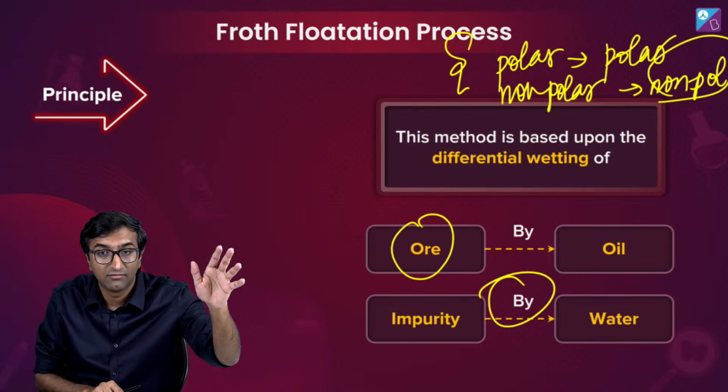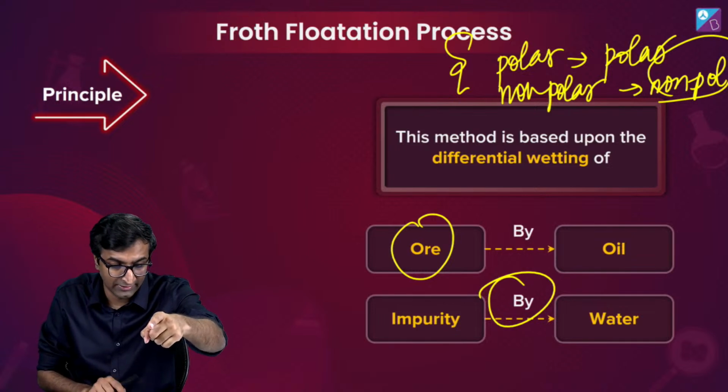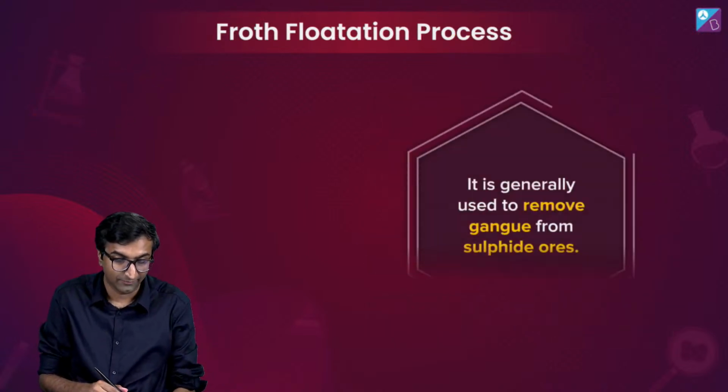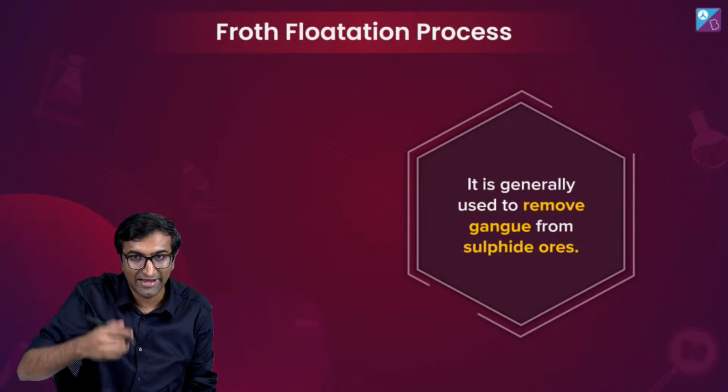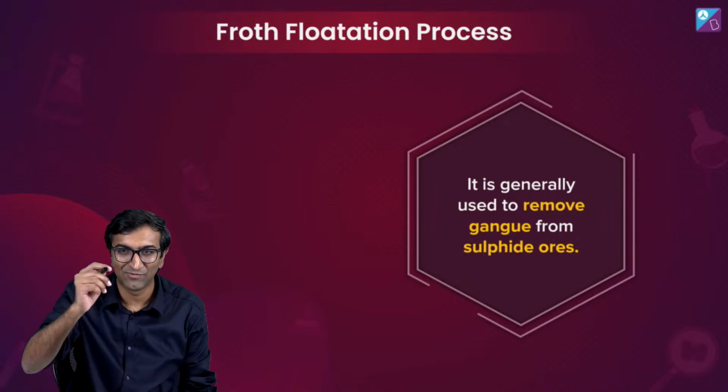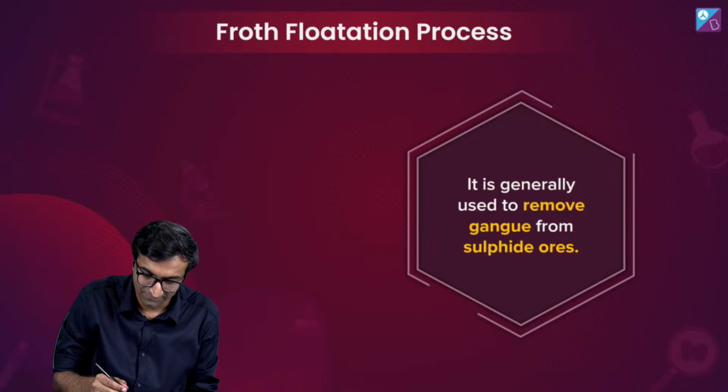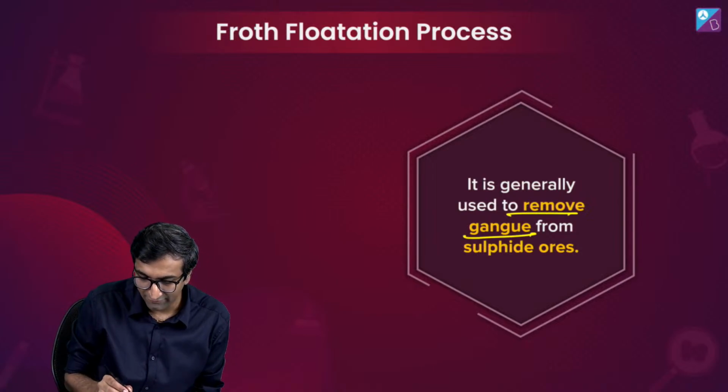Any doubts there? Removing gangue from sulfide. Oh, beautiful, Narendra. Absolutely right. Next slide. Looks like Narendra has access to my slides. No, good job. Absolutely. It is used to remove gangue from sulfide ores.